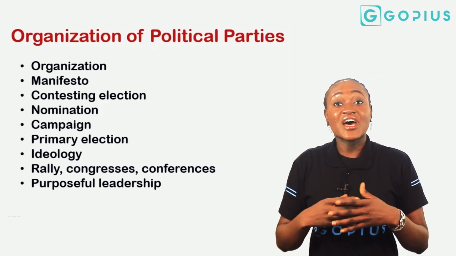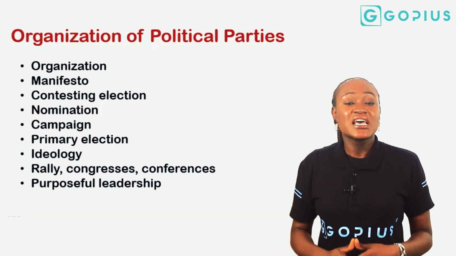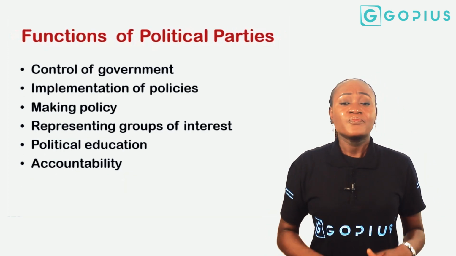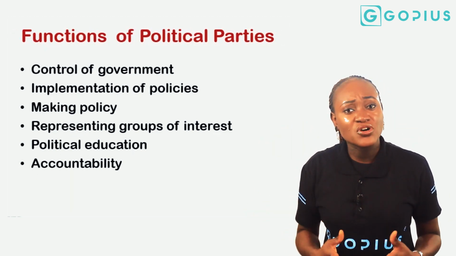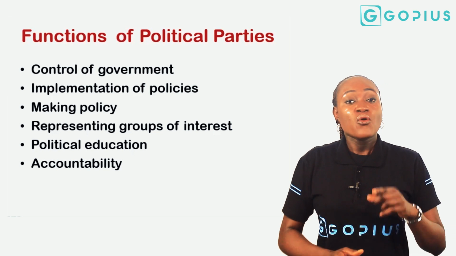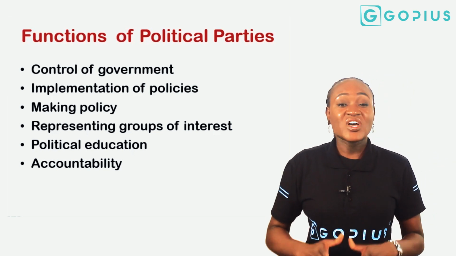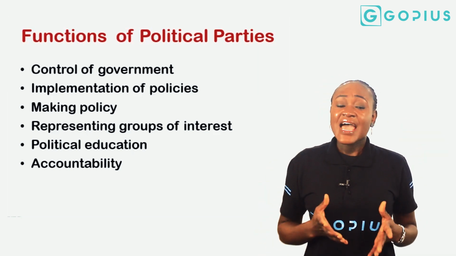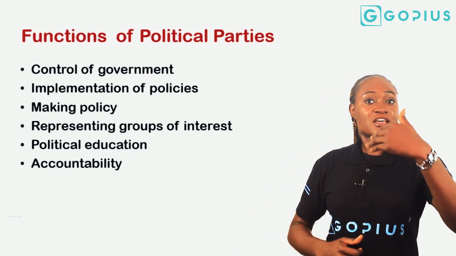And of course, they have rallies at several points, they have congresses, they have conferences, and of course, they must have a purposeful leadership. Now, why do we need a political party? What are their functions? Why do they exist? One is for control of government. They want to be in power. That's the only way you can get into power, through a political party. And of course, to implement policies. They make policies and implement them.